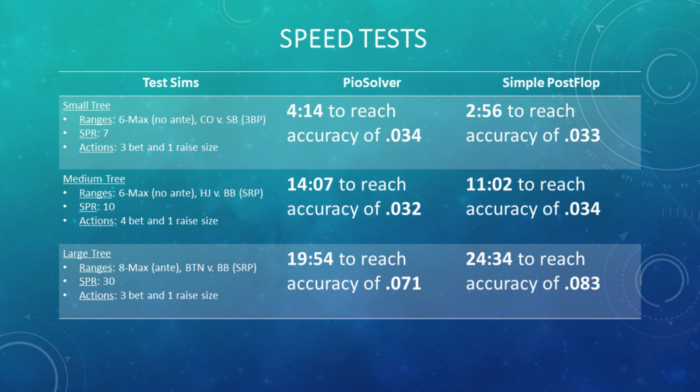Simple PostFlop, when using the A3 algorithm, tends to be faster on smaller and medium-sized trees, whereas PioSolver tends to be faster and converge better on larger trees.